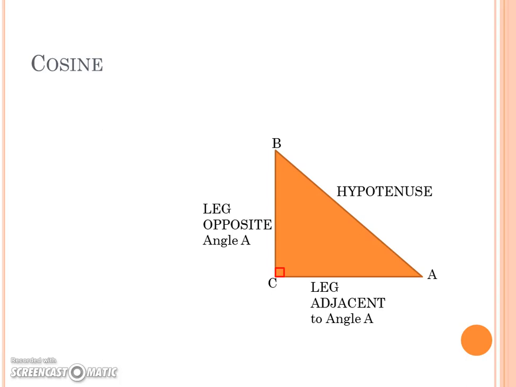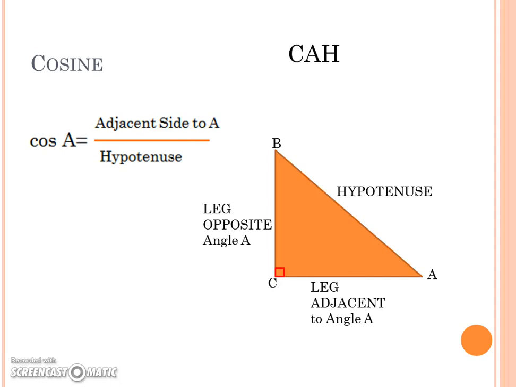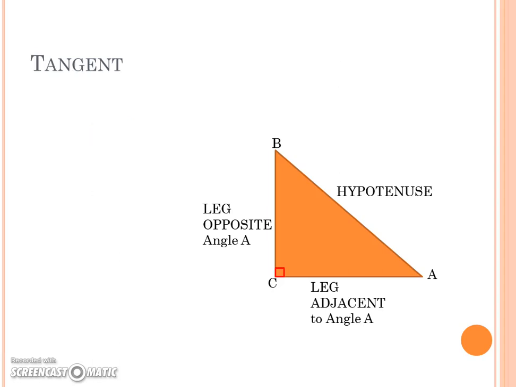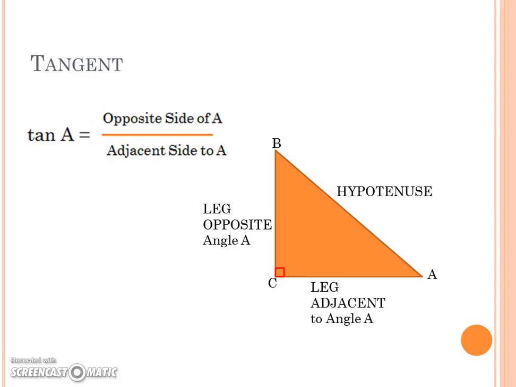So that was sine. The next one is cosine. Cosine is adjacent over hypotenuse. The way we remember this is CAH: cosine, adjacent, hypotenuse. And the final one is tangent. Tangent means opposite over adjacent. So TOA: tan, opposite, adjacent.